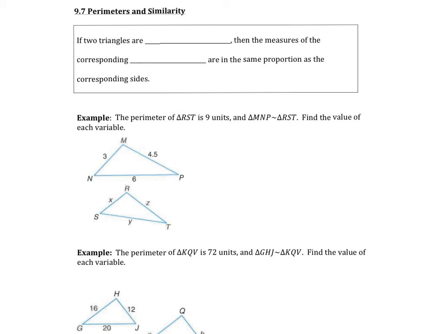All right, welcome back. Our last section in Chapter 9 is 9.7, Perimeters and Similarity. Our first theorem box here is if two triangles are similar, then the measures of their corresponding perimeters are the same proportion as their corresponding sides.